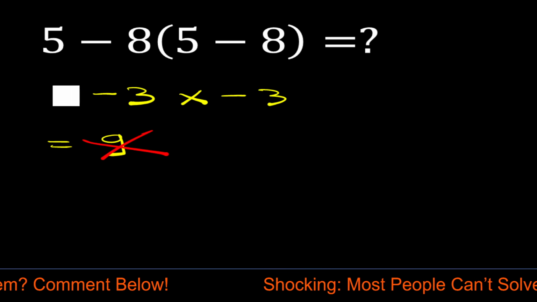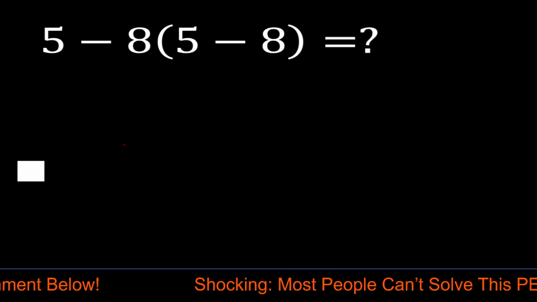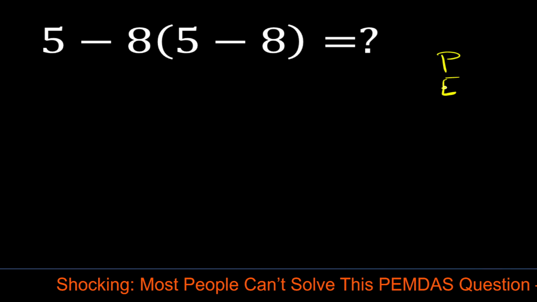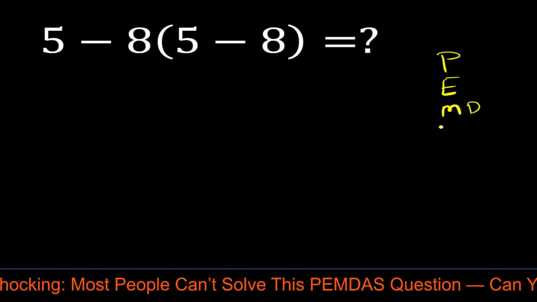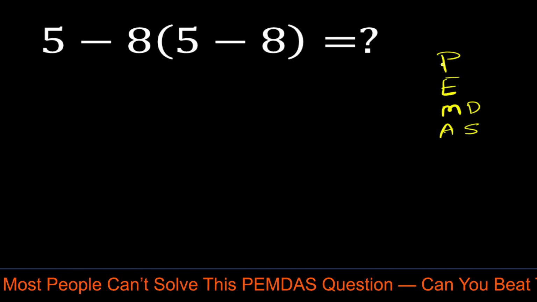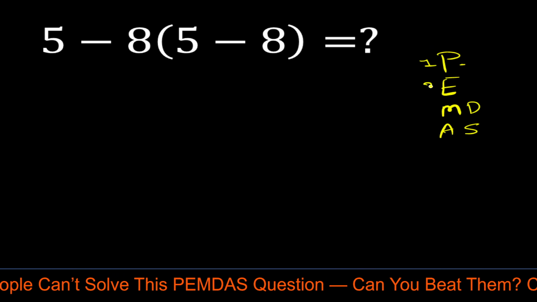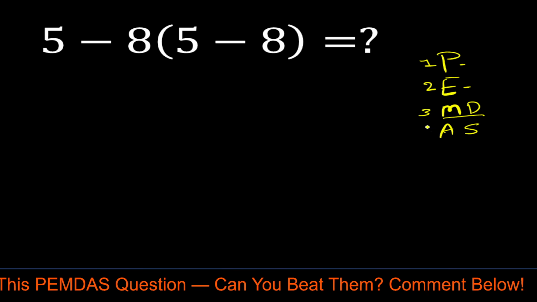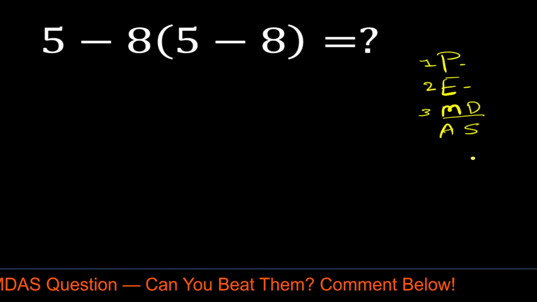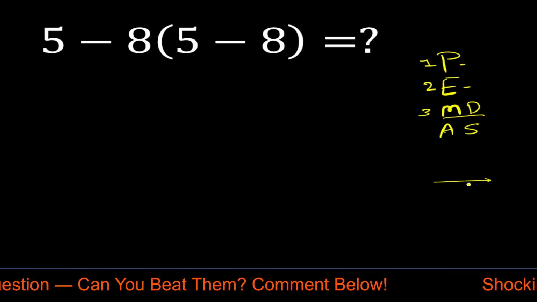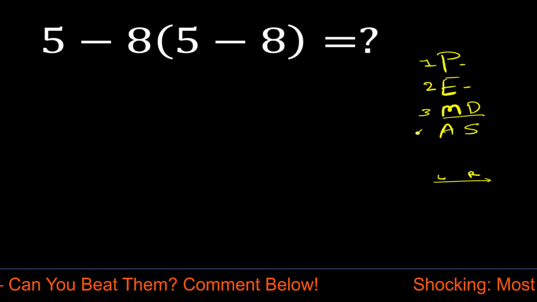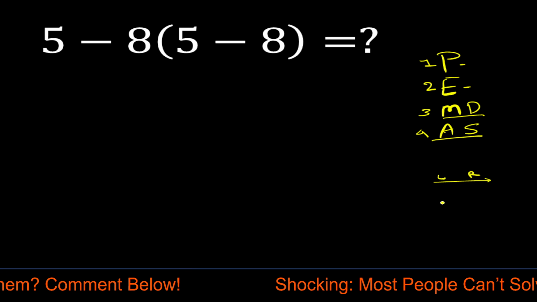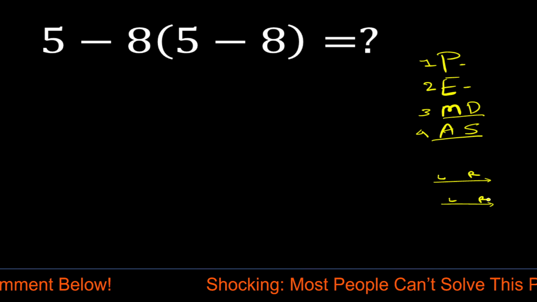So now let's solve this problem correctly by using the PEMDAS rule, right? So PEMDAS, P E M D A S. According to PEMDAS, first priority is parentheses, then second priority is exponents, third priority is multiplication and division. Here multiplication and division both have equal priority, so we have to solve it from left to right. Then fourth and last priority is addition and subtraction. Also both have equal priority, so we have to solve it from left to right.